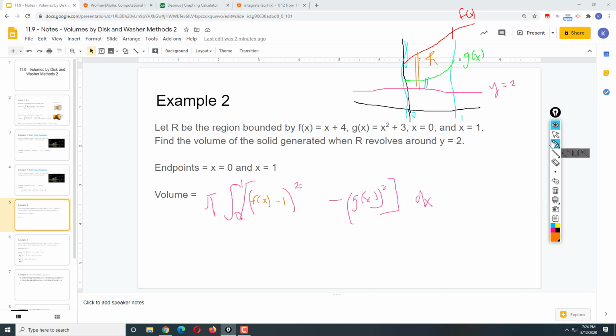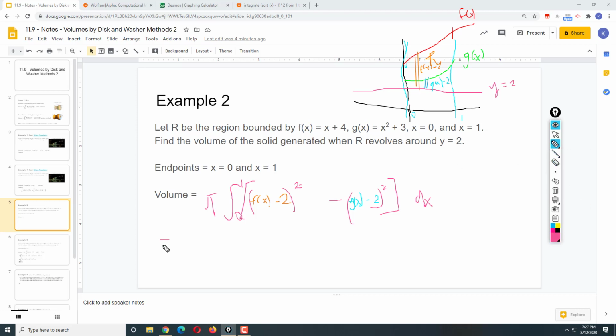And it's still a washer, so we're subtracting, but we're not subtracting g of x anymore. Instead of g of x squared, we're looking for this line segment, which is g of x minus 2, not minus 1, because we're revolving around y equals 2. Sorry about that. So it should be f of x minus 2, and it should also be g of x minus 2, because that's the length of this segment. So we're integrating from 0 to 1 of f of x minus 2 squared minus g of x minus 2 squared, times pi. That's because it's a washer for this problem, not a disk.